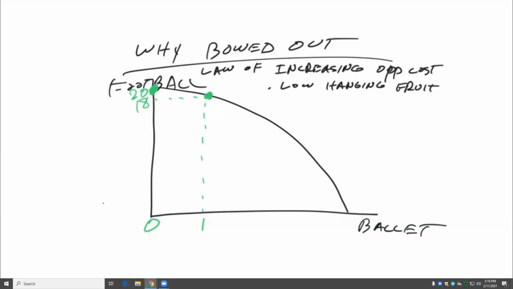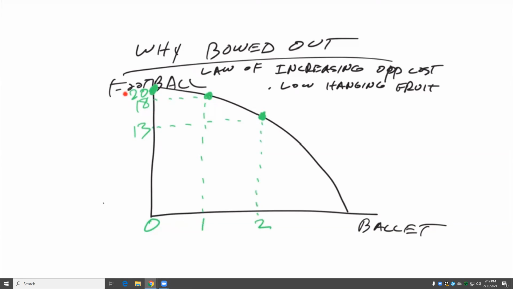So we think, well, if a little bit is good, more will be better. So we decide to go for a second ballet. And we decide to produce at this point right here. Well, what is the opportunity cost of the second ballet? Well, the second ballet caused us to go from 18 down to 13. But here's the thing. So get out your fingers. That's 5.